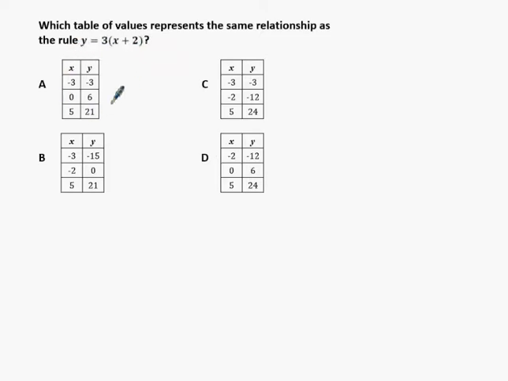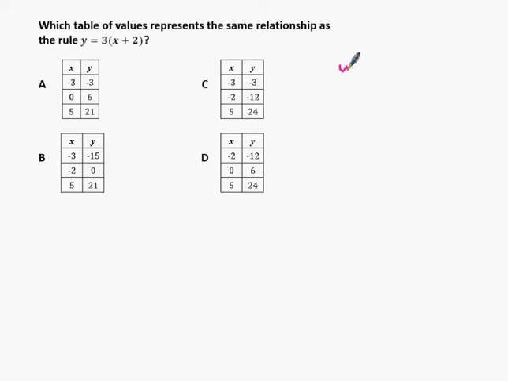So we're going to start with table A's values, and we're going to plug these values in, the x values for the x's, the y values for the y's, and see if each of these is true. If all three of them are true, then table A would be our answer. If not, we move on to one of the other tables. So let's go ahead and start testing it out.